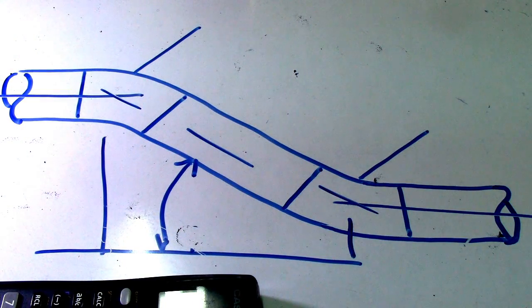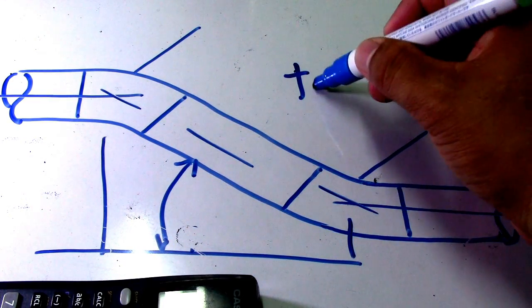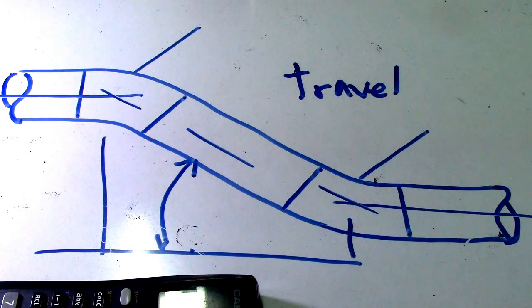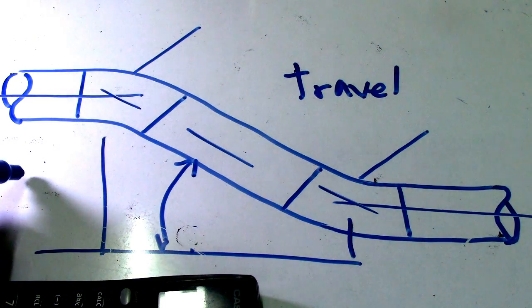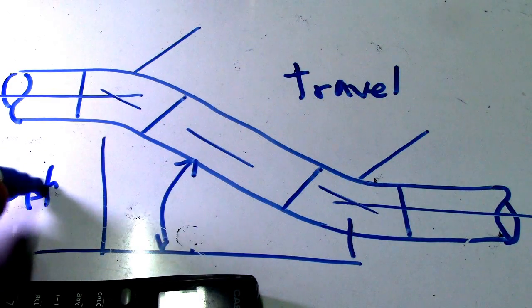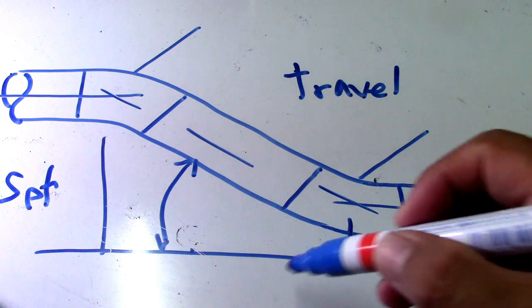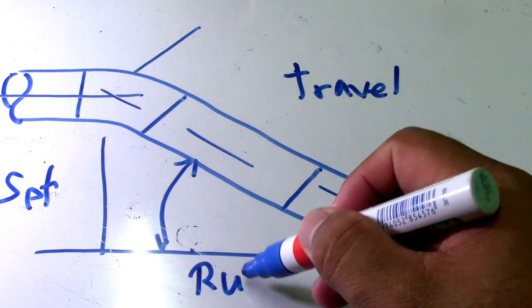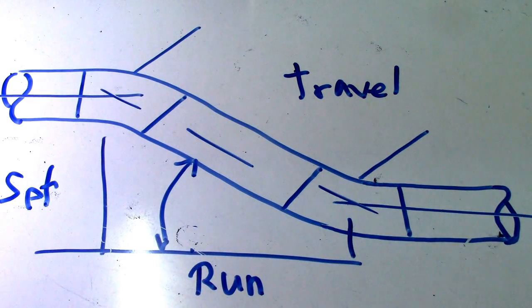So this is an angle computation, and we will find the length of side, which is given in degrees, and also the one side of an angle. Okay, so for this angle we have a travel, and we have a set, and of course we have a run.